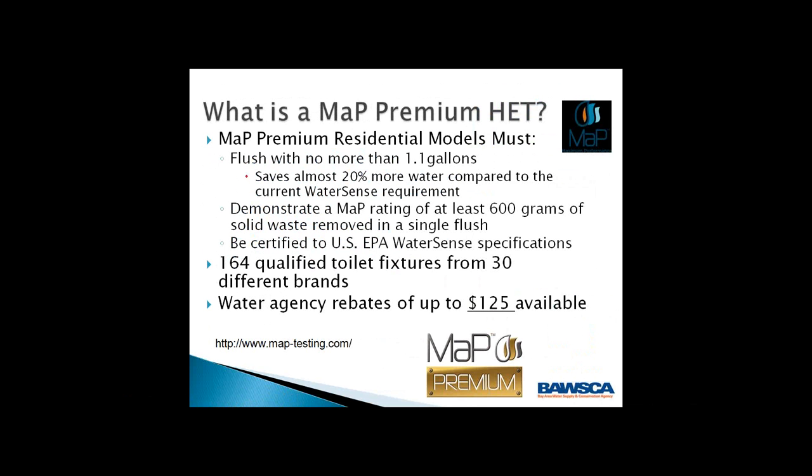Now, the MAP Premium has to flush no more than 1.1 gallons. Most of them are about 1 flat. Saves almost 20% more water compared to the current WaterSense HET. It demonstrates a MAP rating of at least 600 grams of solid waste removed in a single flush, and it has to be certified to the EPA WaterSense specifications. Rebates are $125 for these, and like I said, go to maptesting.com to see which ones qualify for this particular rebate.